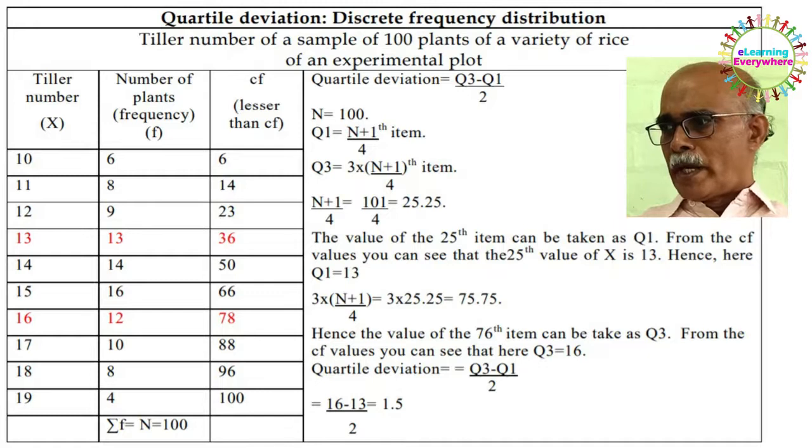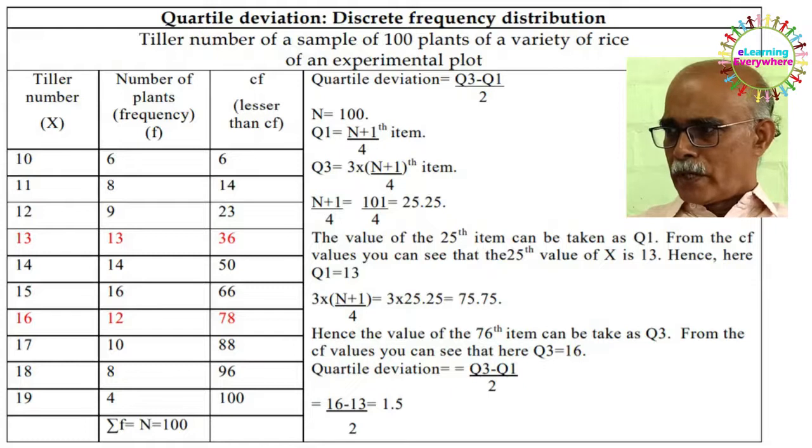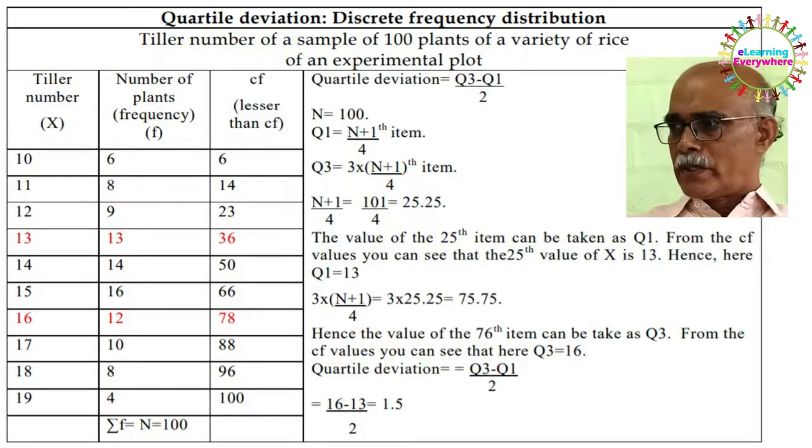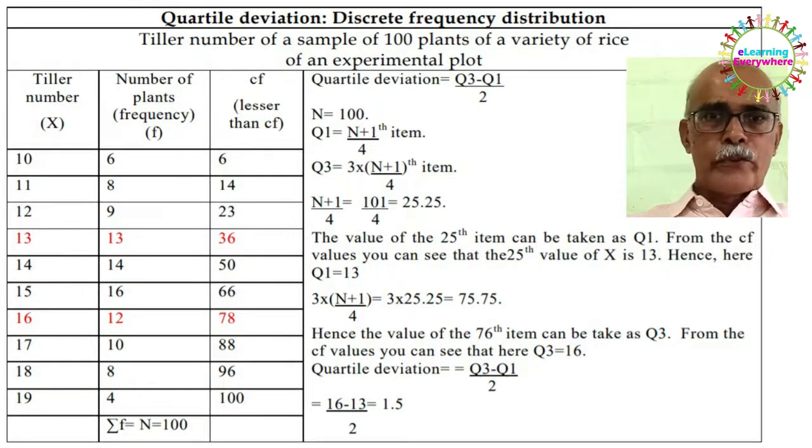So here n is 100 in the given distribution. There are 100 items, 100 units in the distribution, or 100 plants. In the frequency table, the values on 100 plants are distributed. You can see that here n is 100. So n plus 1 is 101, divided by 4 is equal to 25.25. So the position of Q1 here is at the 25.25 position. It means that it is at the 25th position.